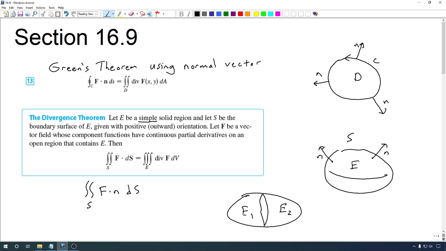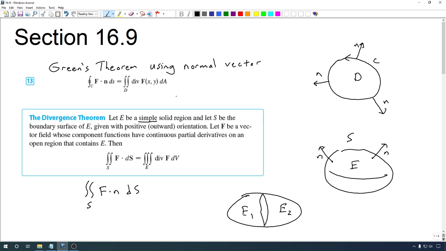We can actually do the divergence theorem over each piece separately, and this shared boundary in the middle here will actually cancel out when we're doing the surface integral, because the normal direction I have to choose for E1 would be to the right, but for E2 would be to the left, and those opposite orientations on that shared boundary will end up canceling each other out.